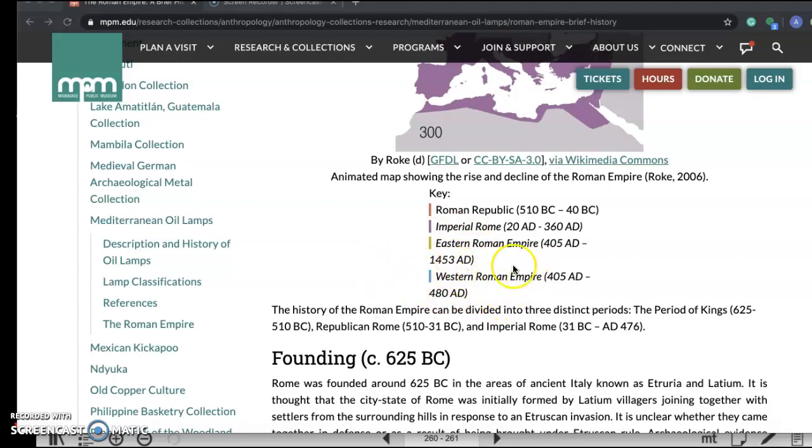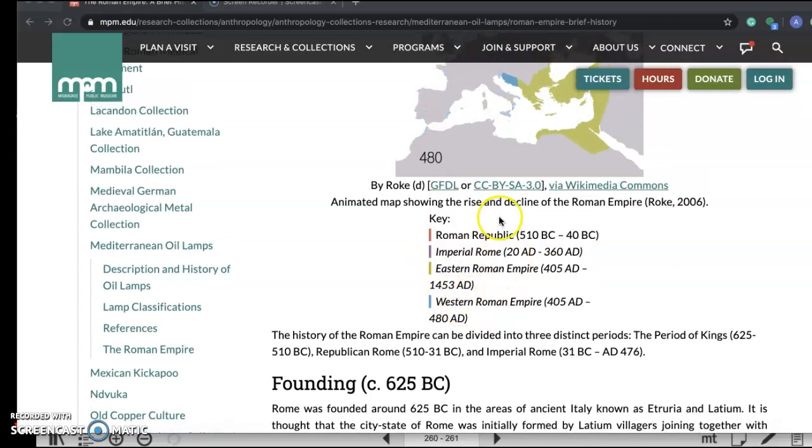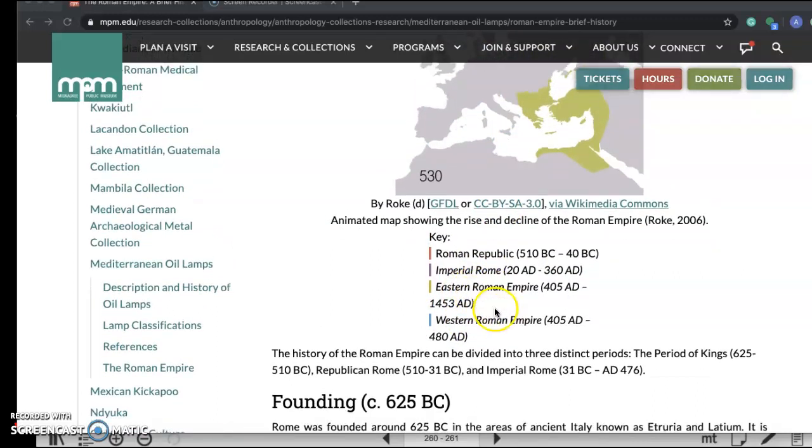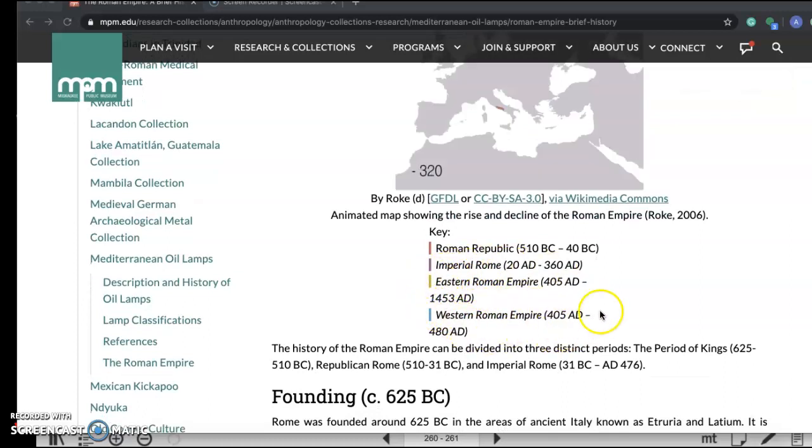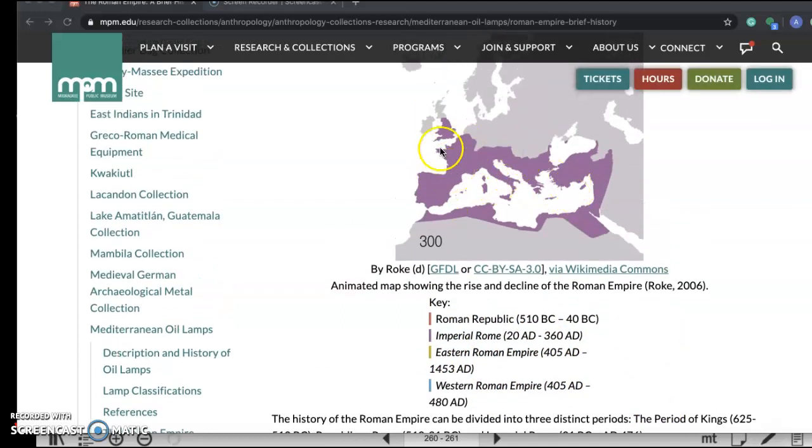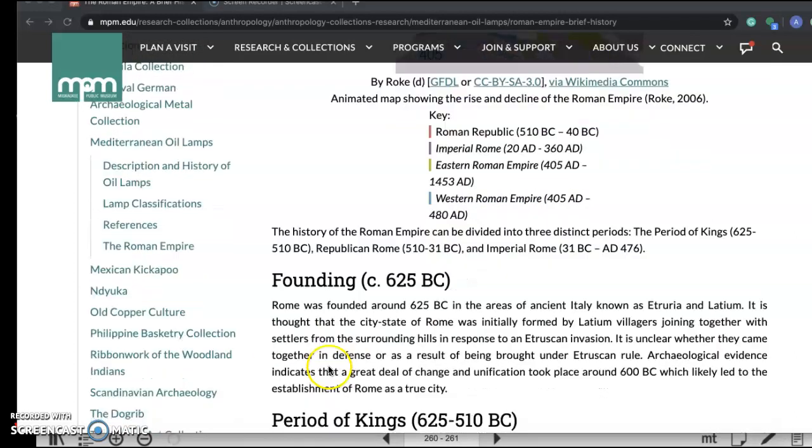The Eastern Roman Empire and the Western Roman Empire, at one point right after Imperial Rome, ending around 360, they decided, hey, we're a little bit different in the West, and we're a little bit different in the East. So we're basically going to create our own two empires, and we'll have similar characteristics, but we will have different things. And basically, that's what led to the fall of the Roman Empire. They just couldn't fight off their invaders and enemies without being together. So once they separated, the Roman Empire became pretty weak and it basically fell apart and became different countries throughout Europe.